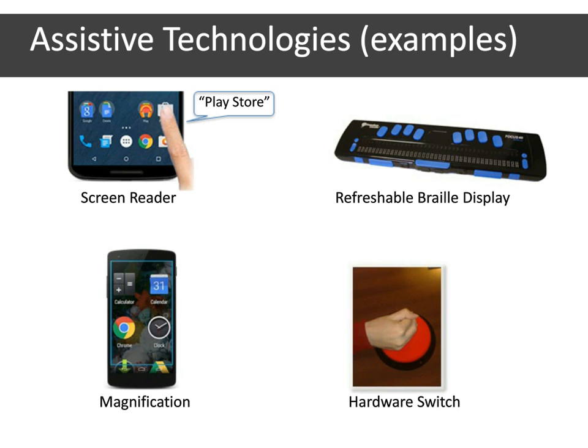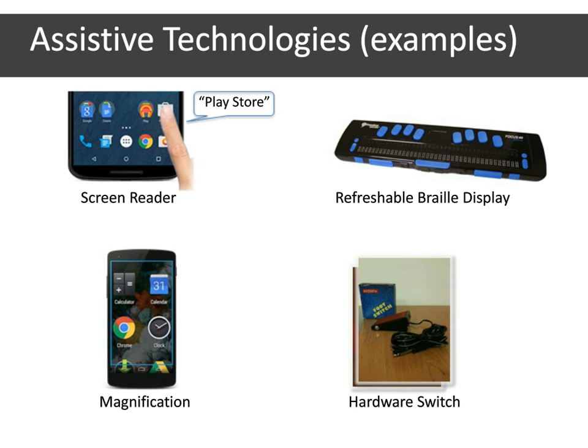A hardware switch lets people who have a motor impairment operate a computer or a mobile device. It could take the form of a button that you might push with your hand or your arm or even your head, or a foot pedal, or there's something called a sip and puff device that can send signals to a computer when someone inhales or exhales. I don't have a picture of that on this slide.